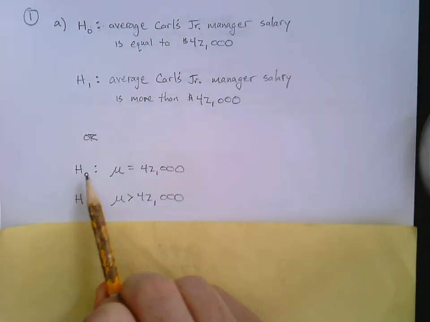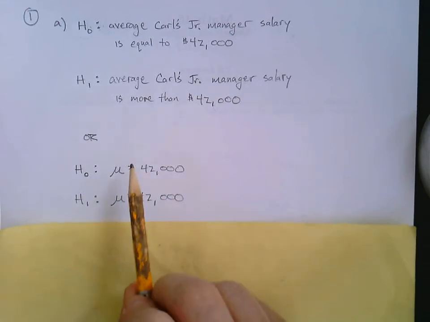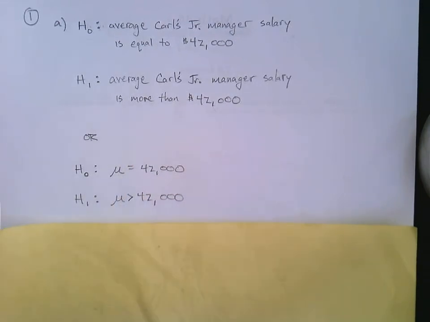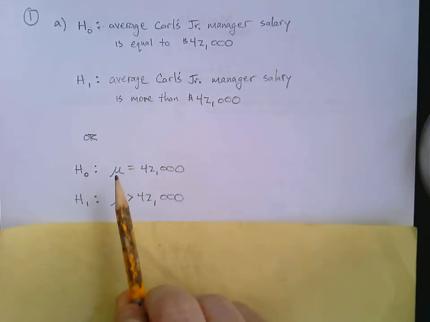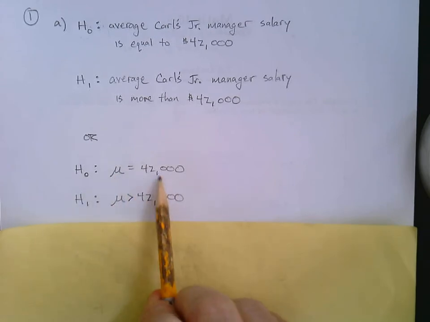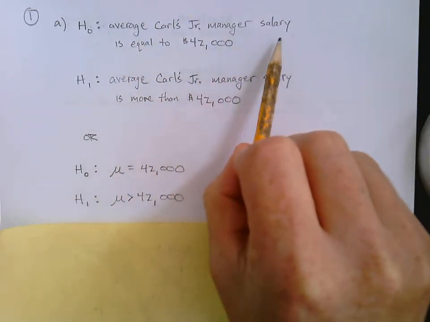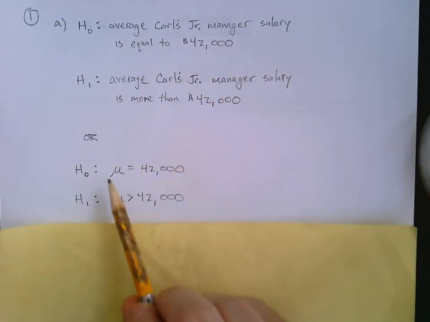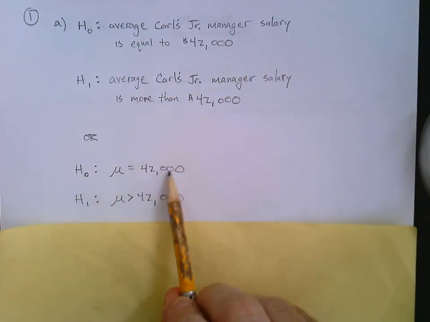H0, the null hypothesis, colon, mu equals 42,000. So what is that? That's the average, right? Mu. And we're going to say the average Carl's Jr. manager is equal to 42,000. So mu equals 42,000.